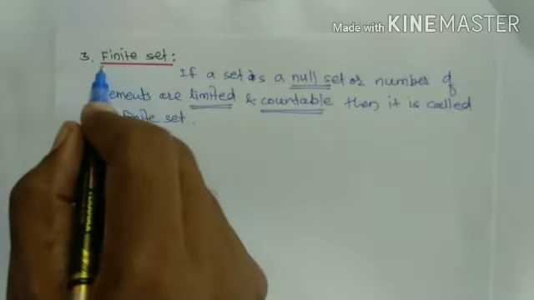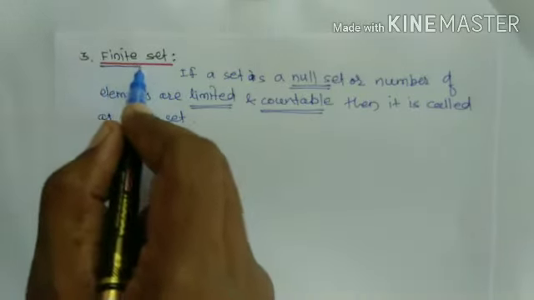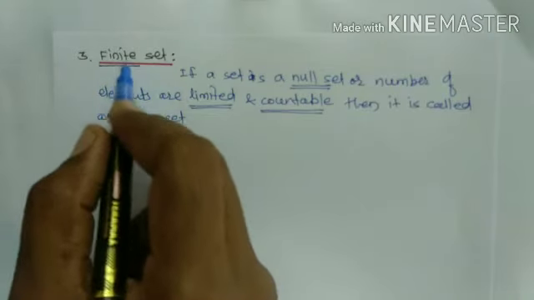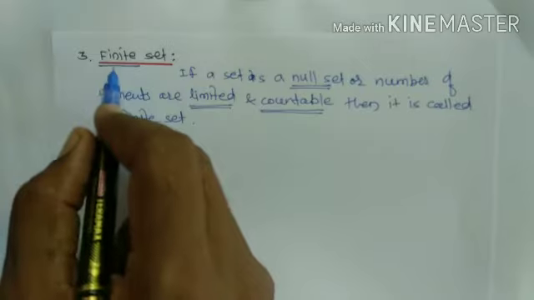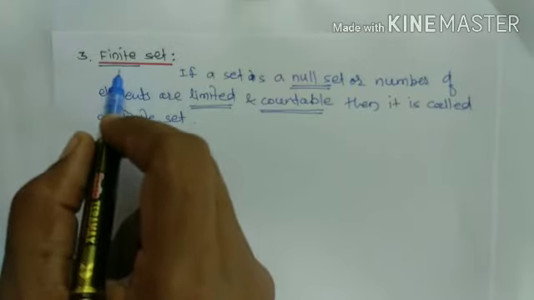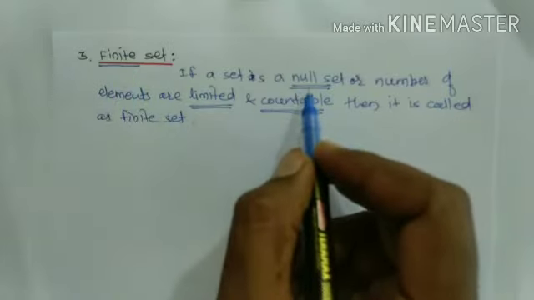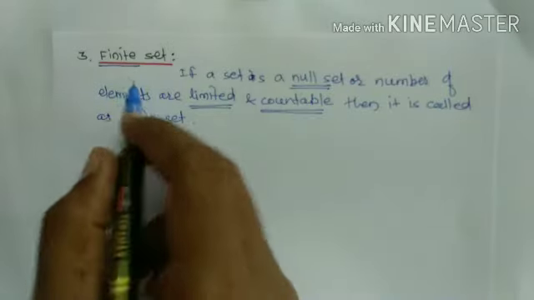Finite, now its name itself carries information. Finite means limited, countable. If the elements of the set are limited and countable, then such type of set is called a finite set. Also, null set is a finite set.